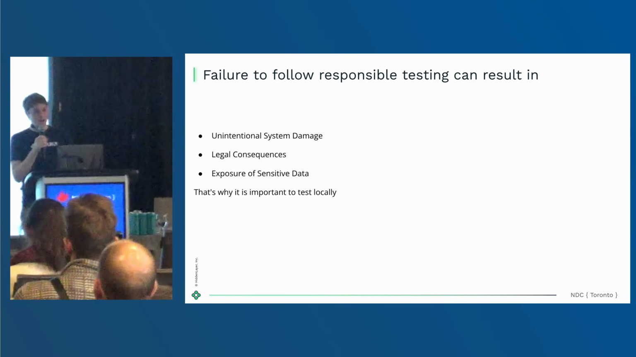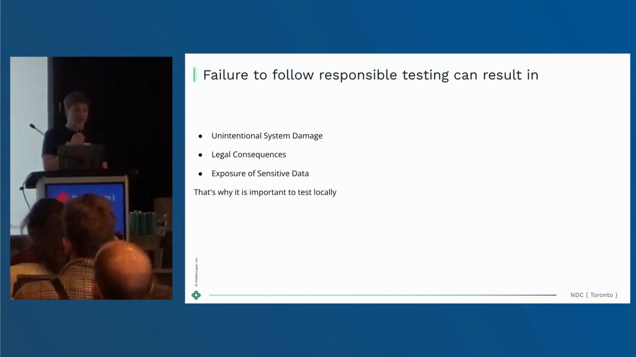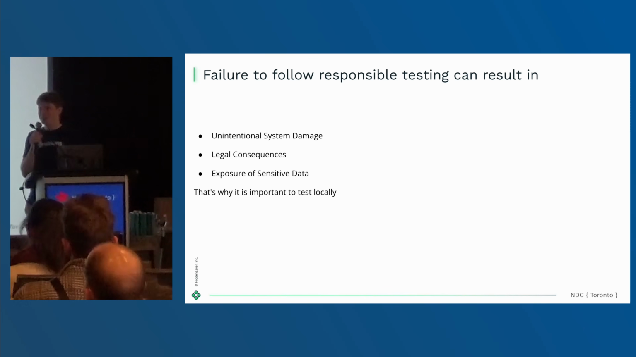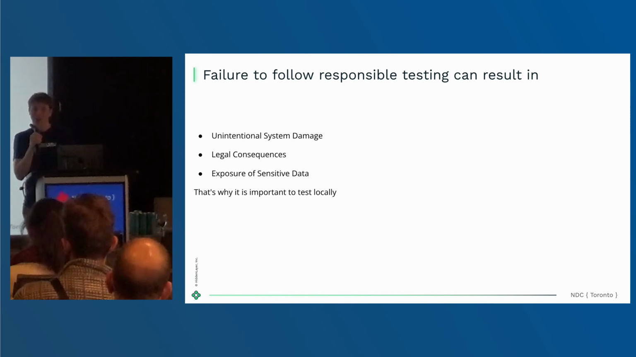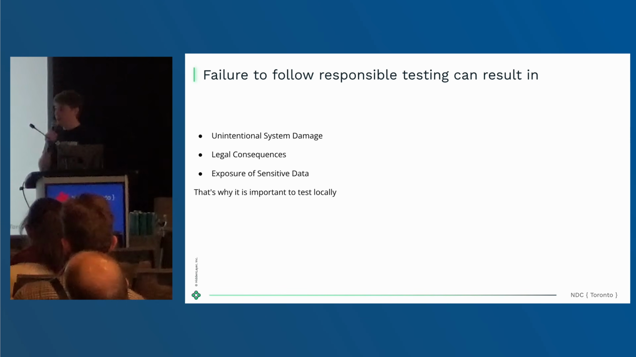However, before that, we like to always say, what are the things that you should look out for? Part of that is make sure that you test everything responsibly. So that means don't ever test on a system that does not belong to you. Don't test on a network that doesn't belong to you. You can have a lot of unintentional system damage. You can have a lot of legal consequences. You can have exposure of sensitive data.